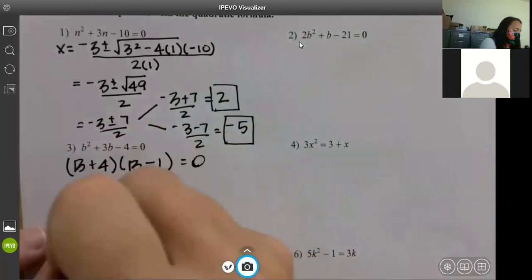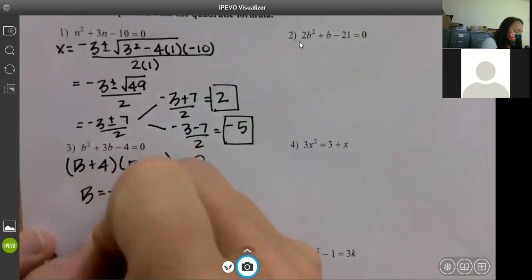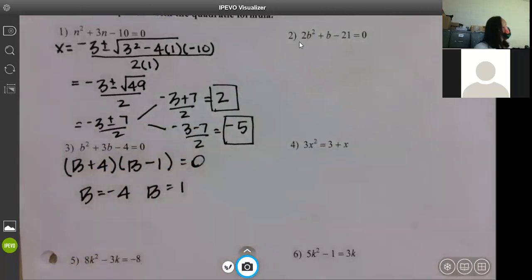Which one was faster, doing it this way or doing quadratic formula? Did I get it? All right, look at your other one, number 2. How would you be able to tell if you could factor or not?